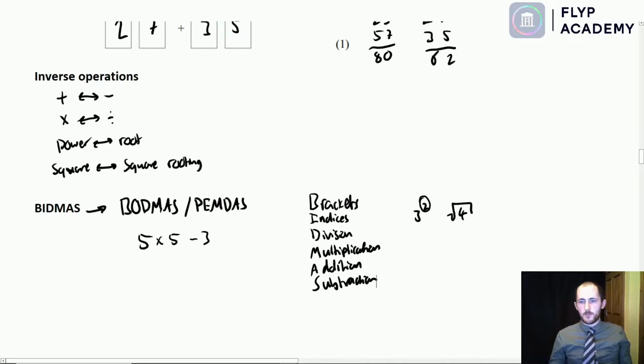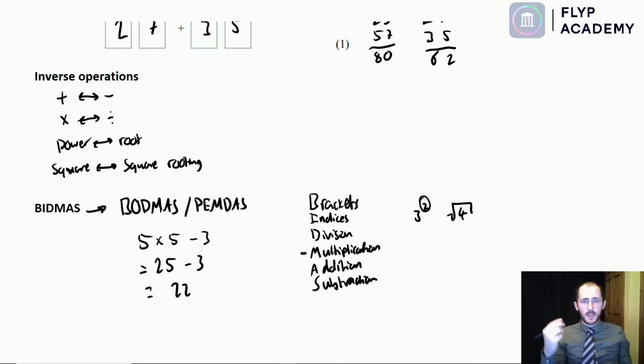Okay, so for example, PEMDAS, P is for parentheses, which is the same as brackets. E is for exponents, which is the same as indices. So it is literally the same thing. So the answer to 5 times 5 minus 3, well, let's have a look. What turns up first, the multiplication or subtraction? Well, the multiplication does, so I do 5 times 5, which is 25. Then I do the subtraction, which is 22.